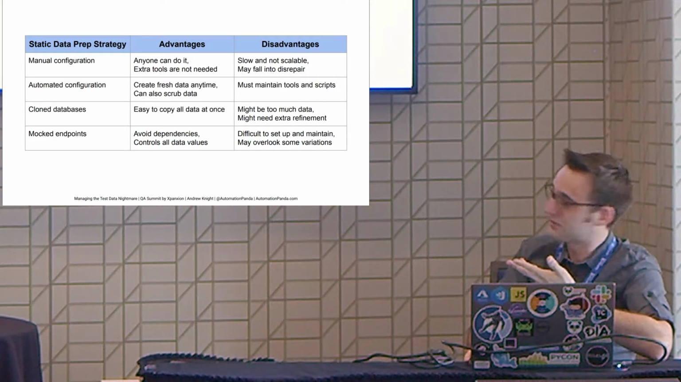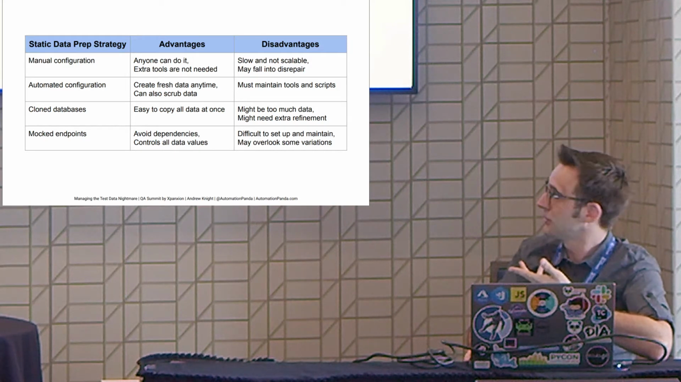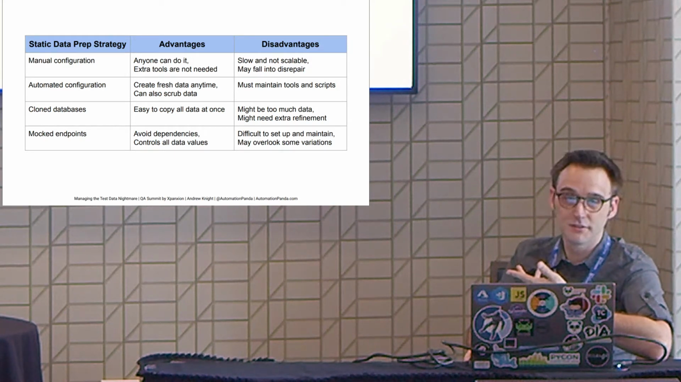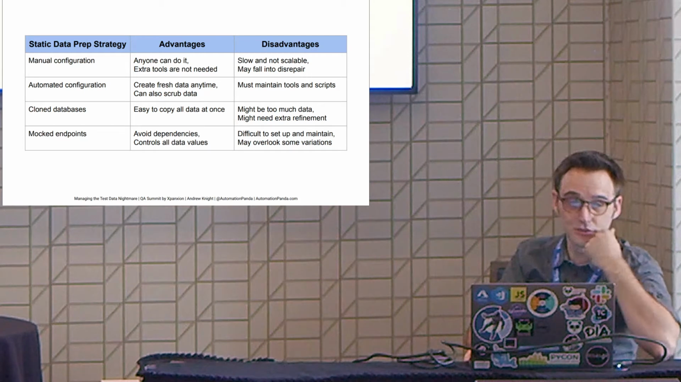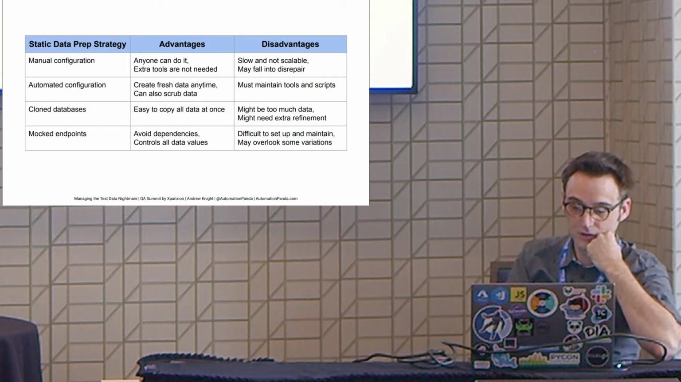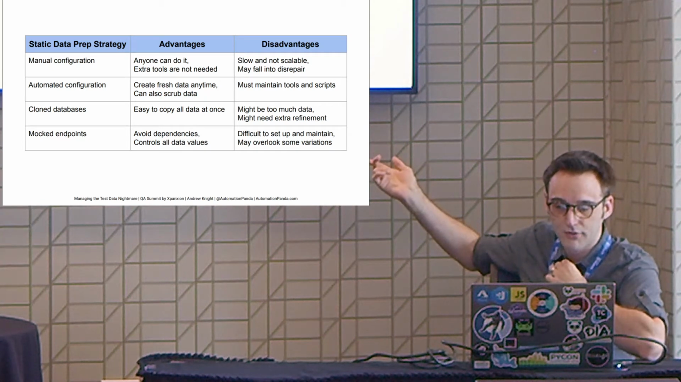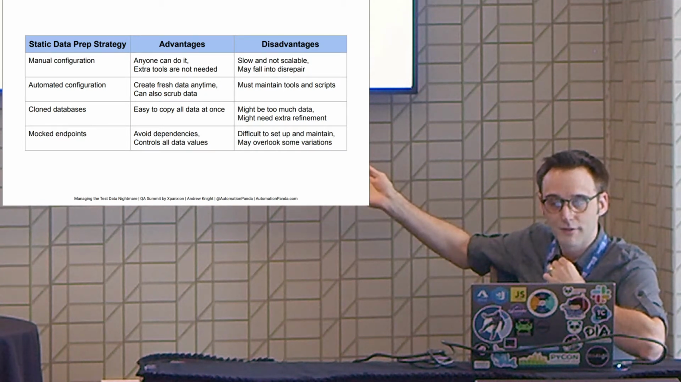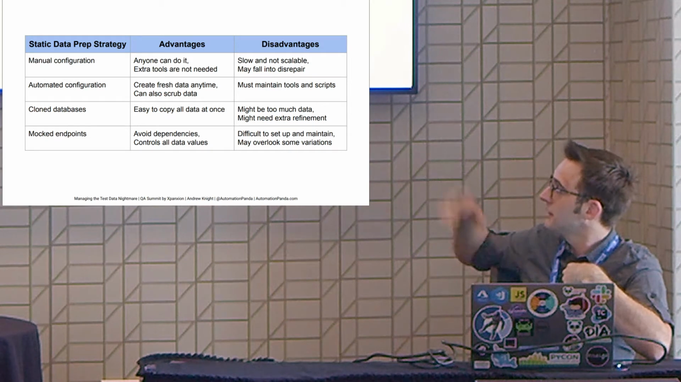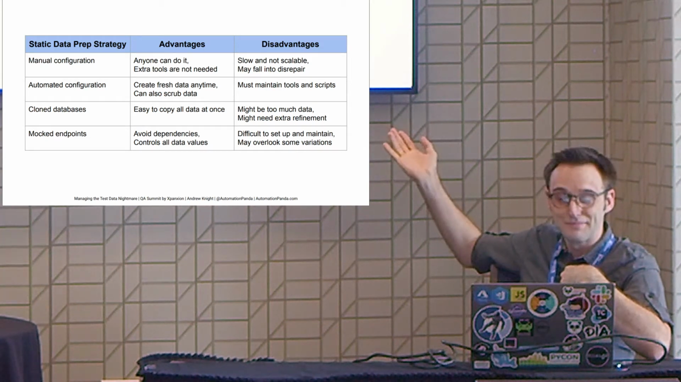Which strategy is best? It's really a matter of which ones meet your needs. And furthermore, how can you combine these strategies to get some combo effects? For example, you could use automated scripts to configure product data in a golden database and then make clones of that for testing. So it's not an either or, it's a yes and.